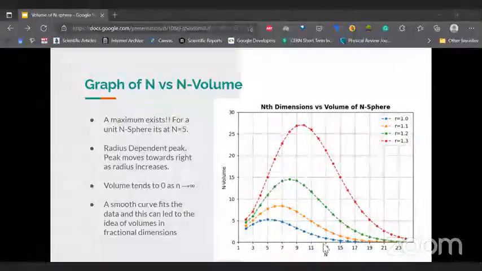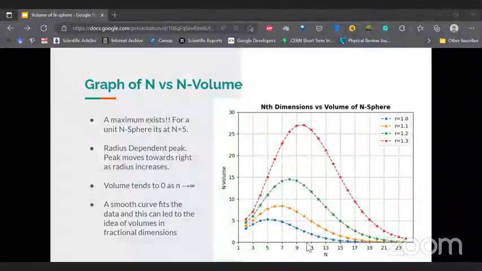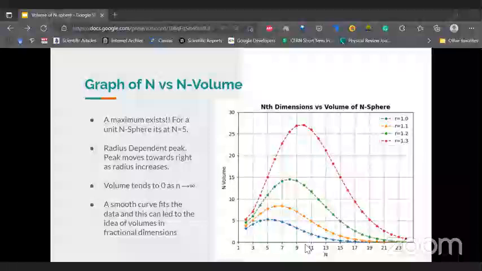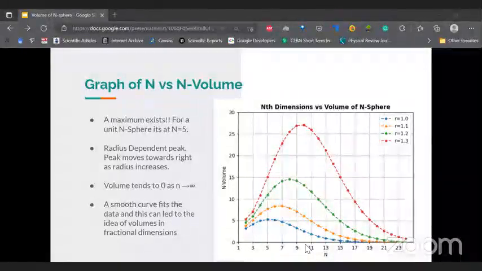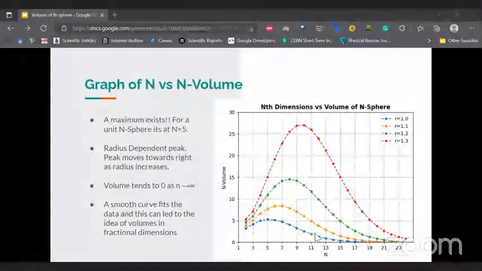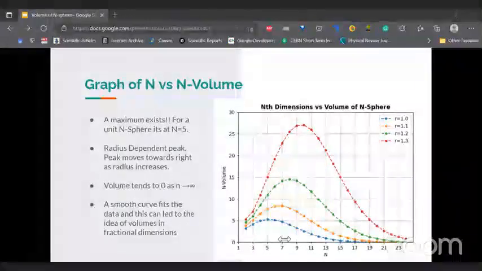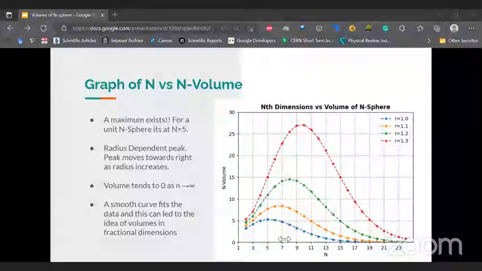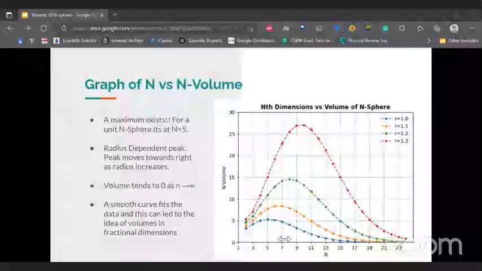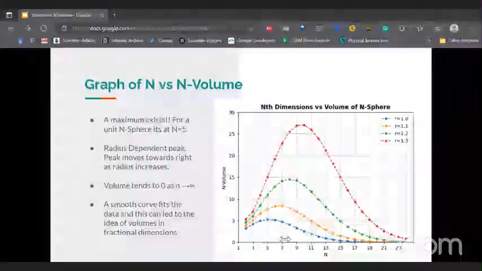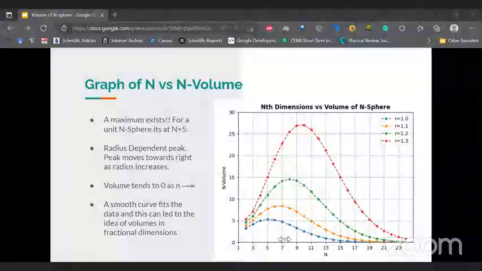Here I've plotted the dimension n versus the volume of the n-sphere. From the graph itself, we can already see a few counterintuitive results. For example, the blue curve, which is a unit n-sphere, has a maximum at around n equals 5. As you keep increasing the dimensions, when you reach n equals 5, that's the point where you have the maximum volume, after which the volume starts to decrease.